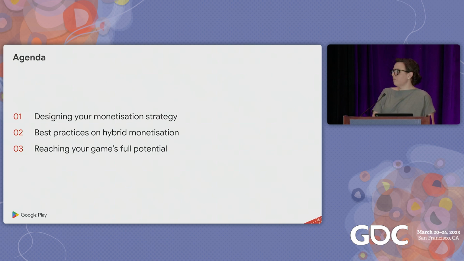So today I'm covering basically three areas. I'm going to start covering the basics of designing your monetization strategy and what you have to think when you're building a mobile game. Second, we're going to look at some of the best practices on hybrid monetization seen and experienced by games that are currently available on Play. And then lastly, I'm going to share a few of the tools, particularly on the Play console, to help you reach your full game's potential.